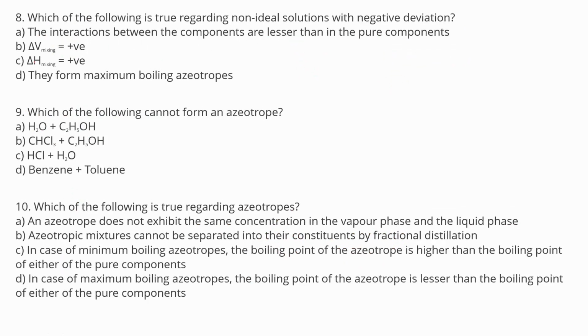Another question: which of the following is true regarding a non-ideal solution with a negative deviation? The options: the interaction between the components is lesser than in the pure components; delta V mixing will be positive; delta H mixing will be positive; they form maximum boiling azeotropes.